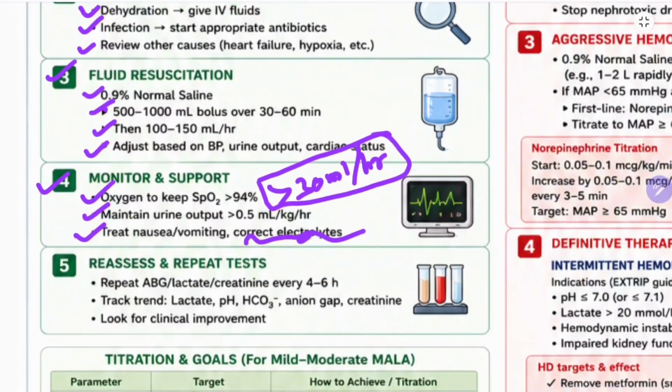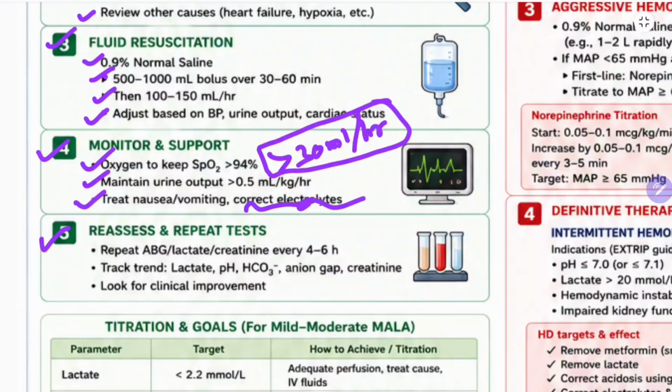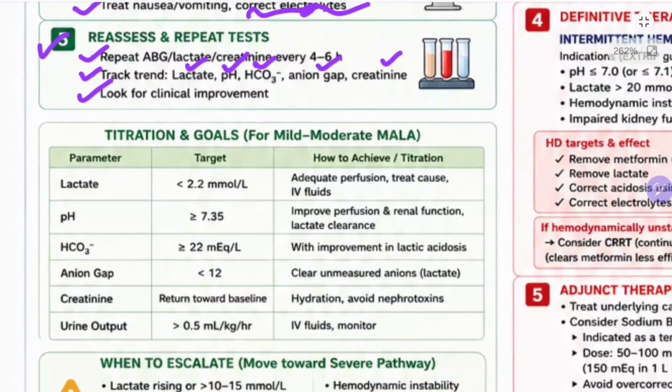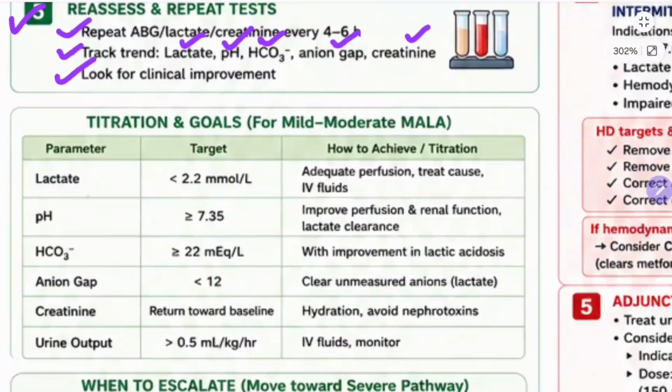Reassess and repeat the tests. Repeat ABG, lactate, creatinine every 4 to 6 hours. Track the trend. Lactate should decrease, pH should increase, bicarbonate should also increase, anion gap should decrease, creatinine should decrease. Look for clinical improvement. Now, what should be the titration and goals for mild to moderate MALA?